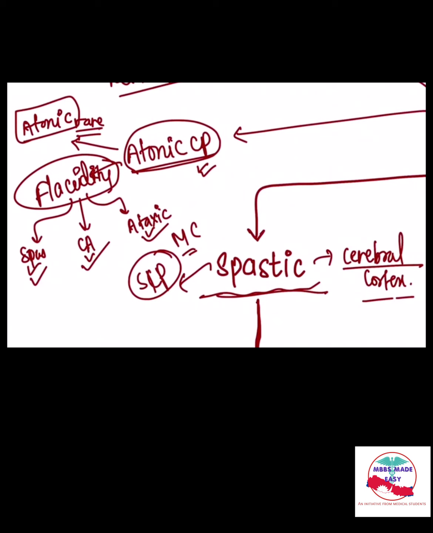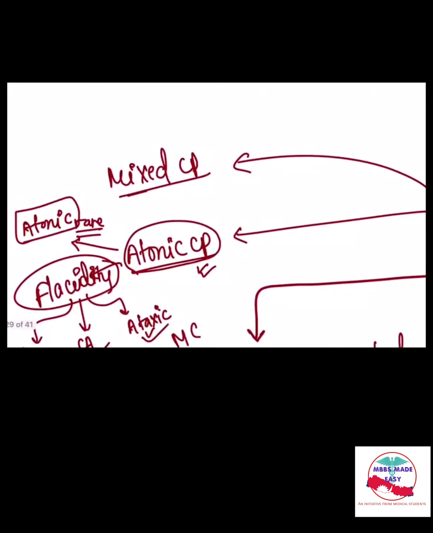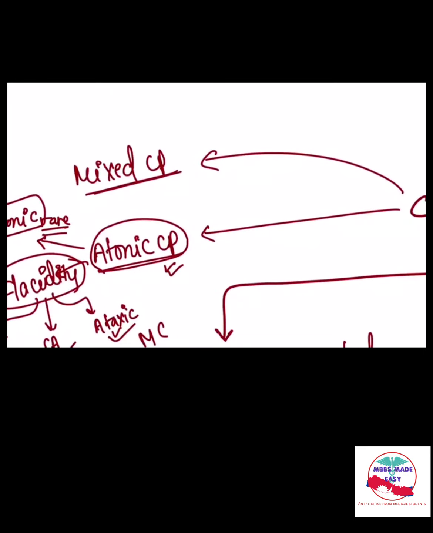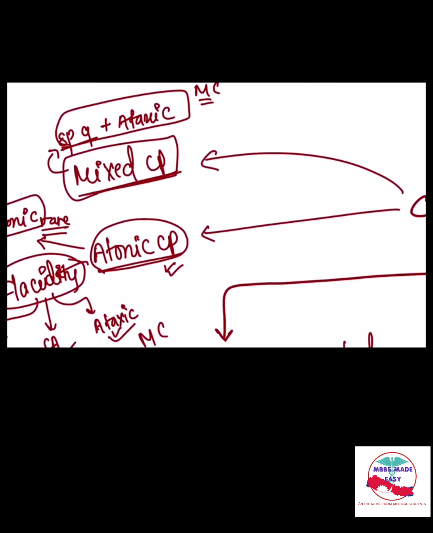But this being very rare, most authors do not classify atonic cerebral palsy as a separate entity. And finally there is mixed type of cerebral palsy, which is a mixed manifestation of multiple types of cerebral palsy. There can be spastic quadriplegic type with ataxic. In fact, this is the most common combination of mixed cerebral palsy: spastic quadriplegic with ataxic cerebral palsy.